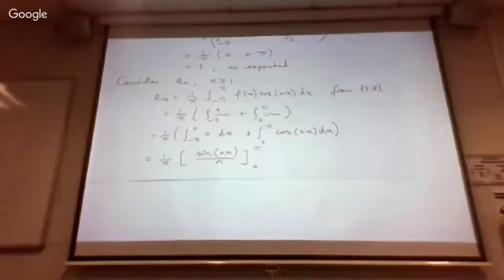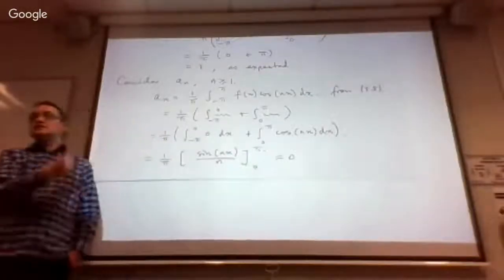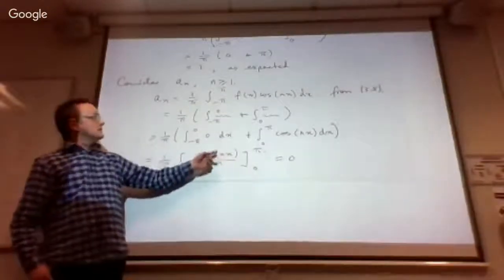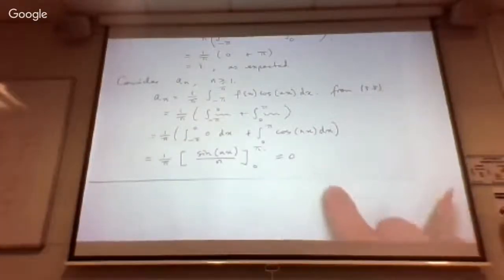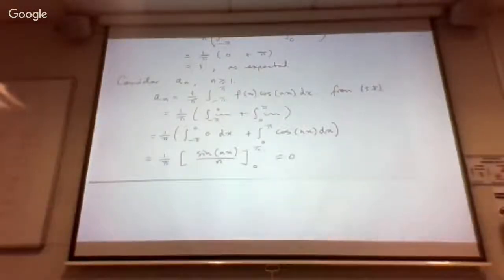What comes of that? What does that amount to? Just 0? Yeah, not much. It's just 0 because we've got to evaluate sine of nx at 0 or pi. Well, sine of 0 is 0. Sine of, remember n is an integer, sine of an integer multiple of pi is just 0 too. So it's always equal to 0. That's not bad. That's good.